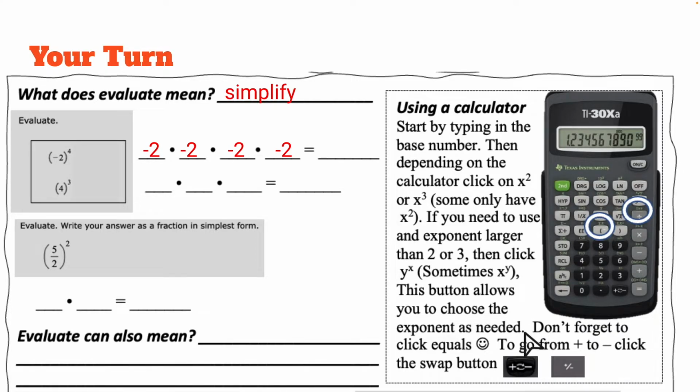Don't forget to click the equal sign when you're doing that, because we're going to have to put the exponent in and then click equals. If you're actually clicking the x squared or x cubed button, you don't have to click equals. It automatically does it.